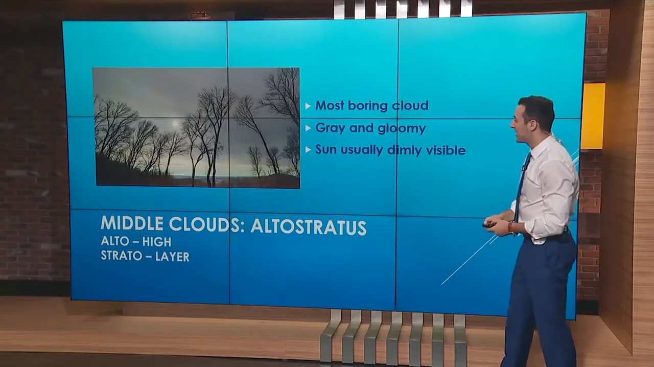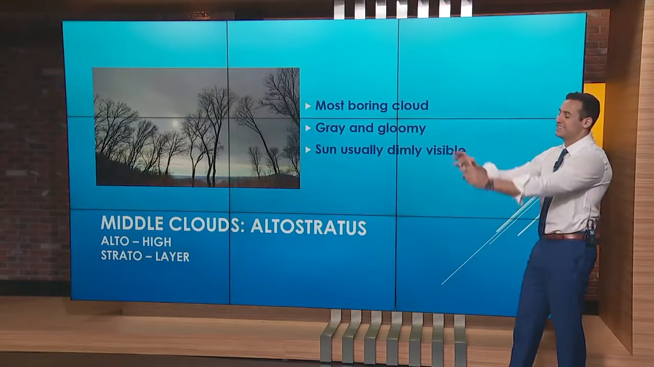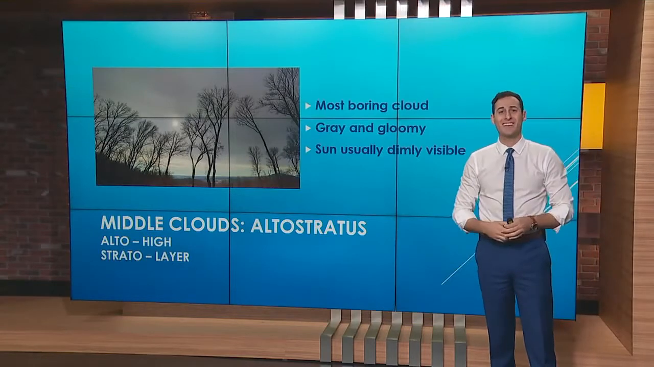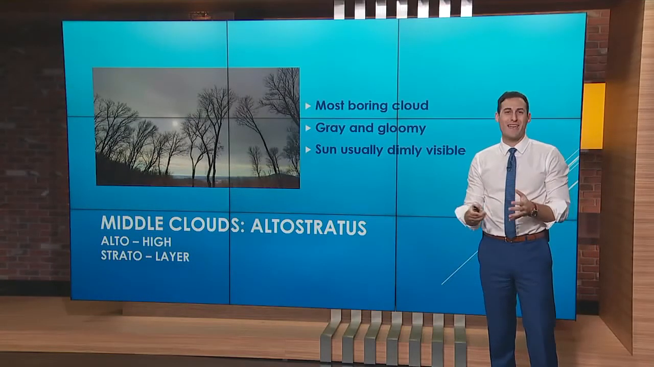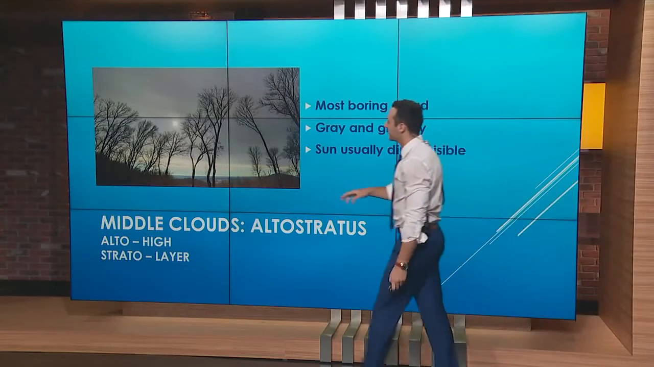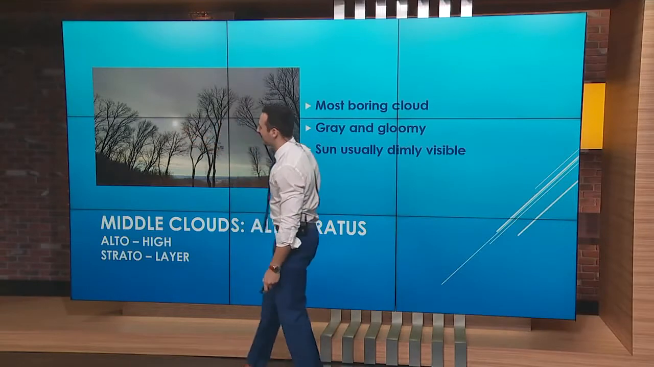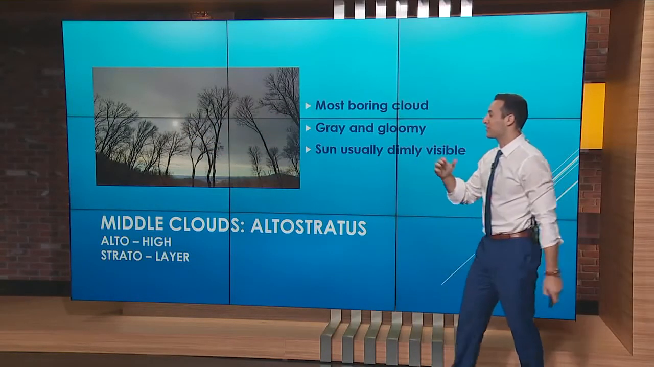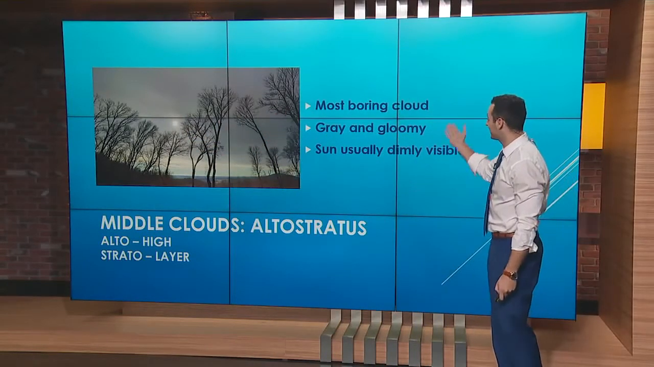That's how it starts. This one is altostratus. Now this one is the most boring one. There's not much going on here. It's a gray and gloomy type of day cloud. The sun can be visible through the clouds a little bit. It looks like there's a little haze around it. But that's all there is to altostratus clouds, gray and gloomy.